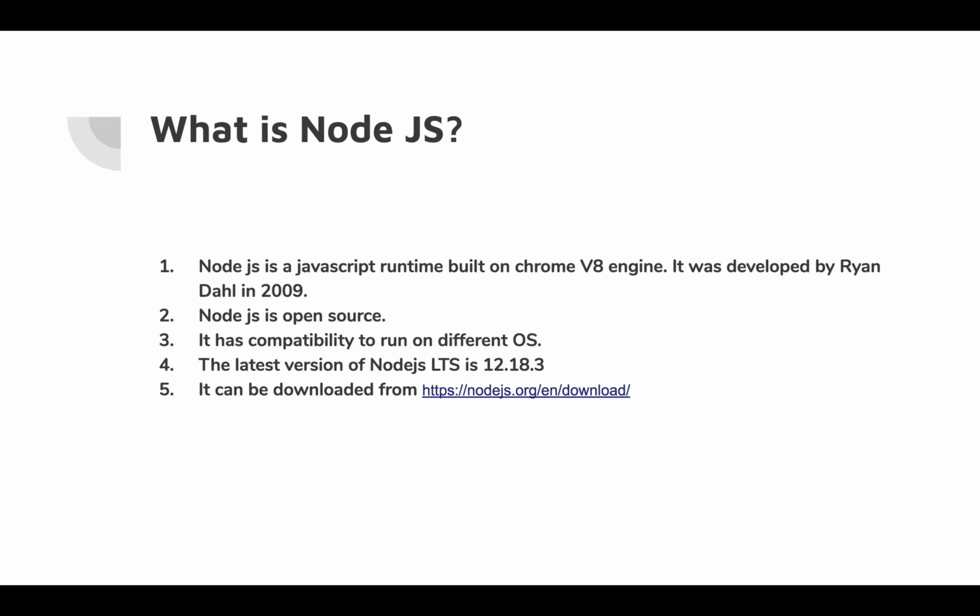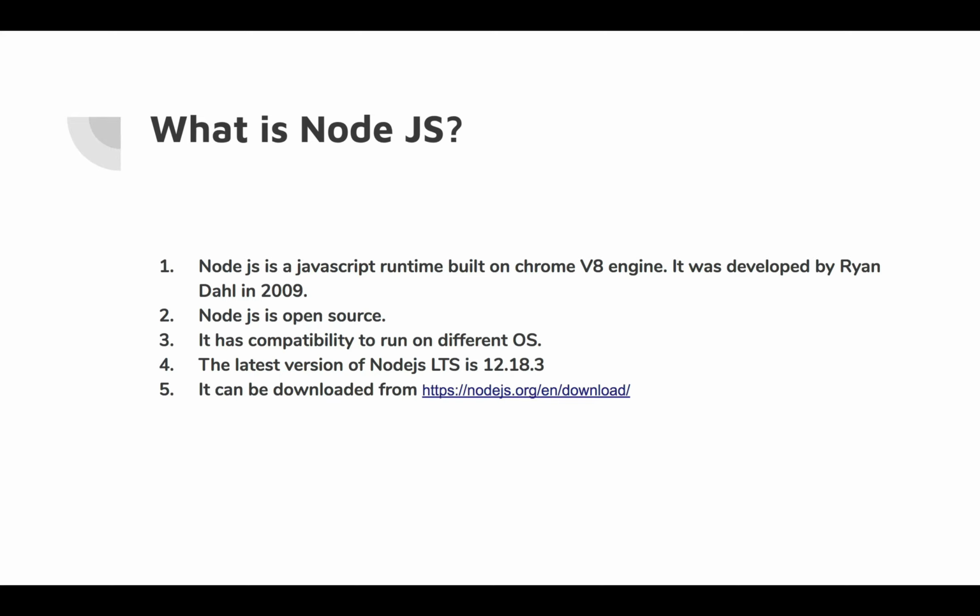What is Node.js? Node.js is a JavaScript runtime built on top of the Chrome V8 engine. It was developed by Ryan Dahl in 2009. We are going to talk in depth about Chrome's V8 engine and what it is, so let's not worry about it at this point of time. Node.js is open source. You can use it on different operating systems. Download it, use it. It is supported on Mac, Linux, and Windows also.